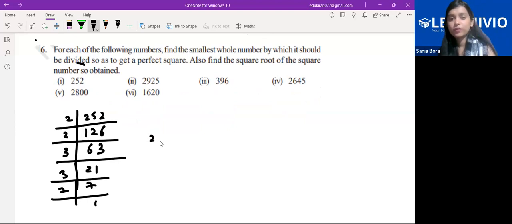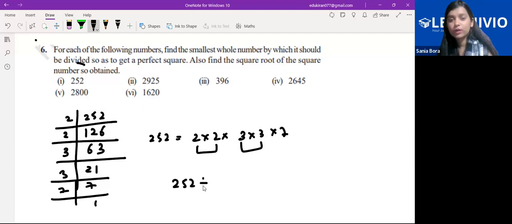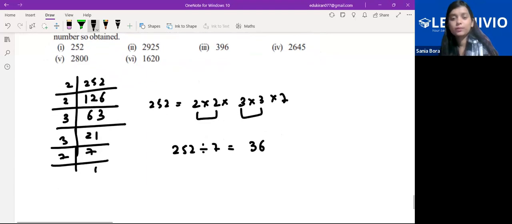Yes. So now when we find the prime factorization of this, 2 multiplied by 2 multiplied by 3 multiplied by 3 multiplied by 7. So 2 and 2 as a pair, 3 and 3 as a pair, but 7 doesn't have any pair. So what I will do, 252 divided by 7. If I divide it by 7, I get 36. 3 and 6. Right? I got 36. Okay? Clear? So if I got 36, what I will do?